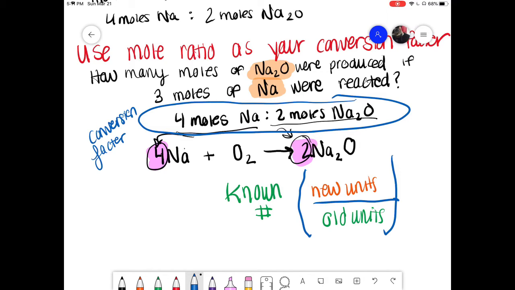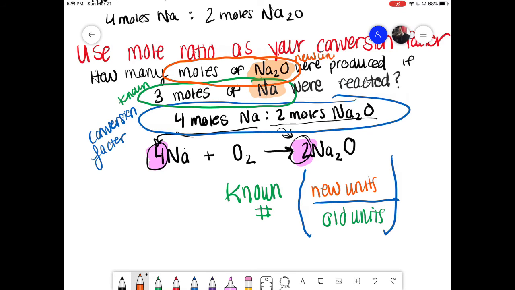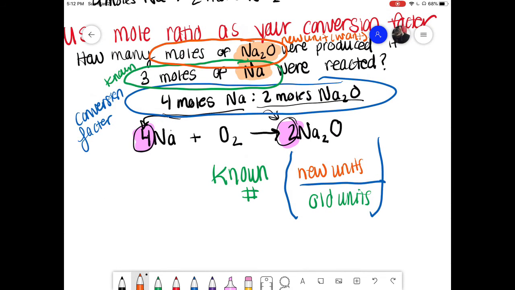It says how many moles of Na2O were produced if 3 moles of Na were reacted? So our known, the number that they give us to start with to figure out our answer, is 3 moles of Na. That is our known. What they're asking us to find, what our new units are going to be in, is moles of Na2O. That's our new unit because that's what we want. So now we can go ahead and set up our equation.